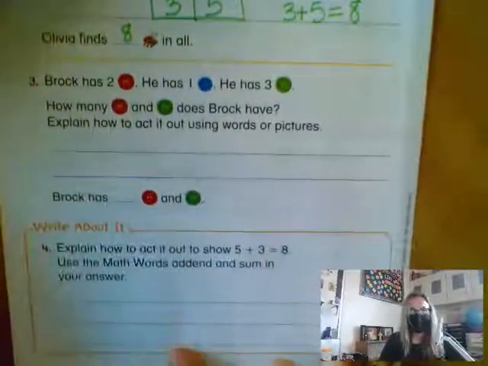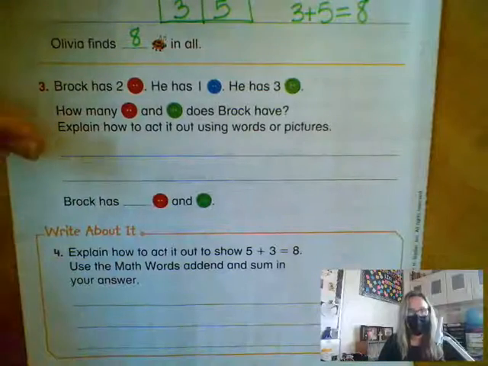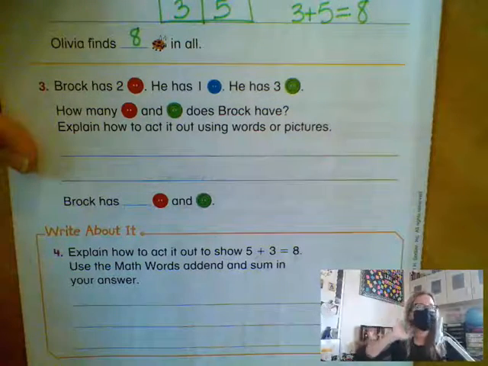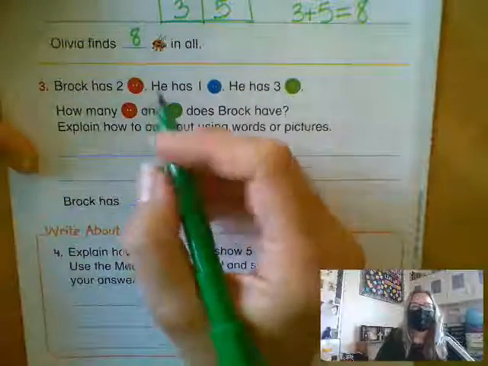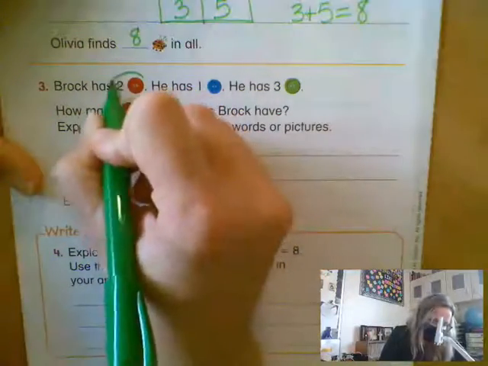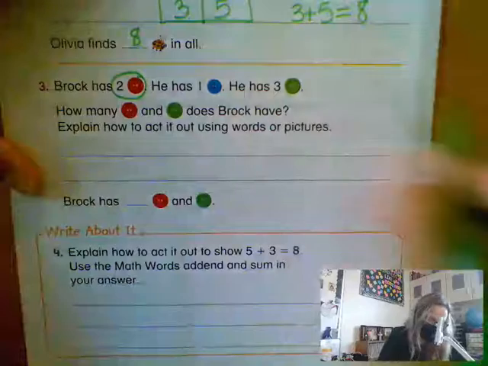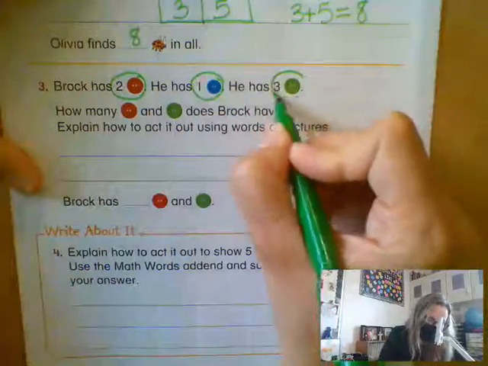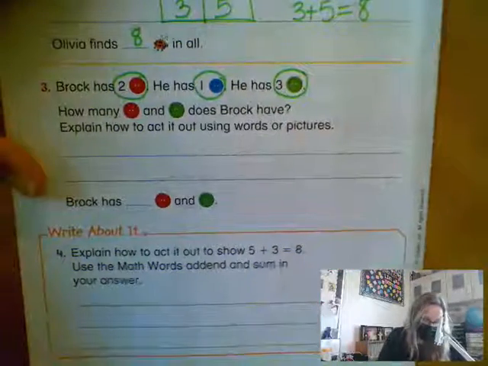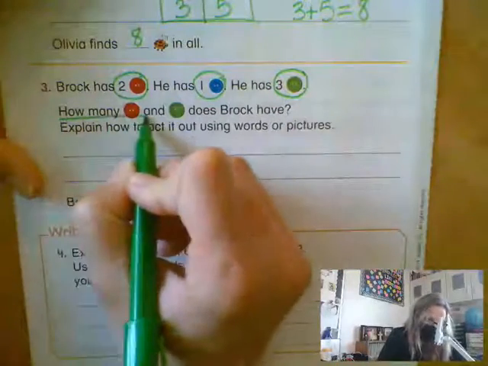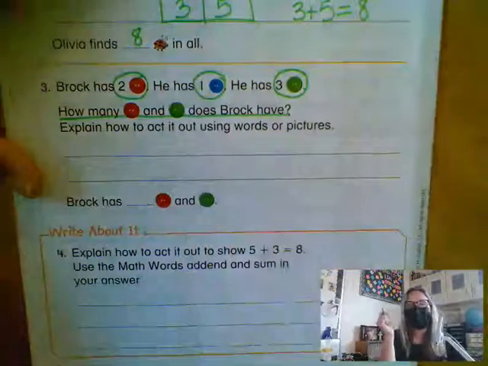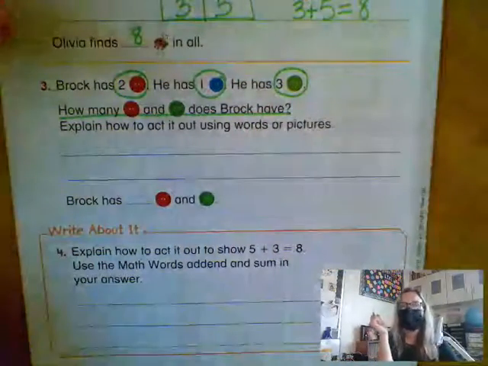All right, we're going to do this last one here with Brock's buttons, and then I will have you try to do the next page on your own. So it says Brock has 2 red buttons. Okay? He has 1 blue button, and he has 3 green buttons. Now the question says, how many red and green does Brock have? Now, boys and girls, it wants to know how many red and green.